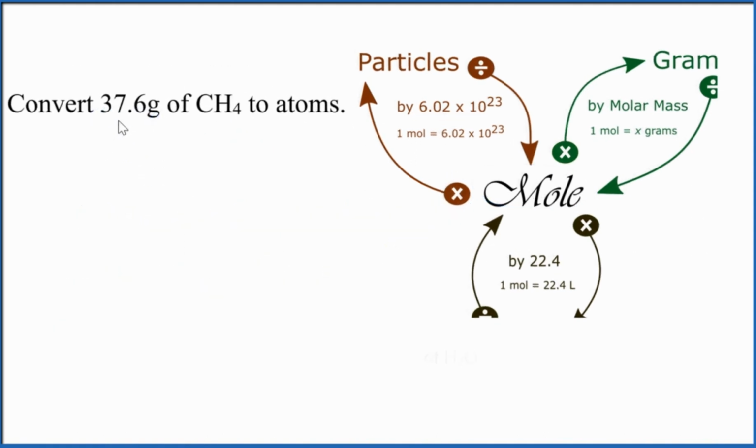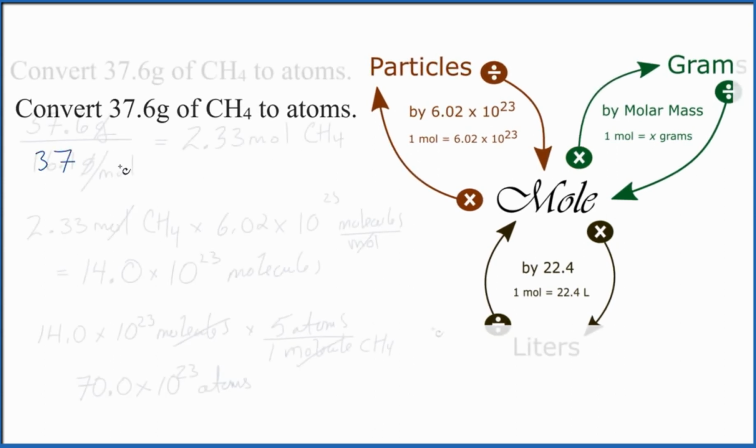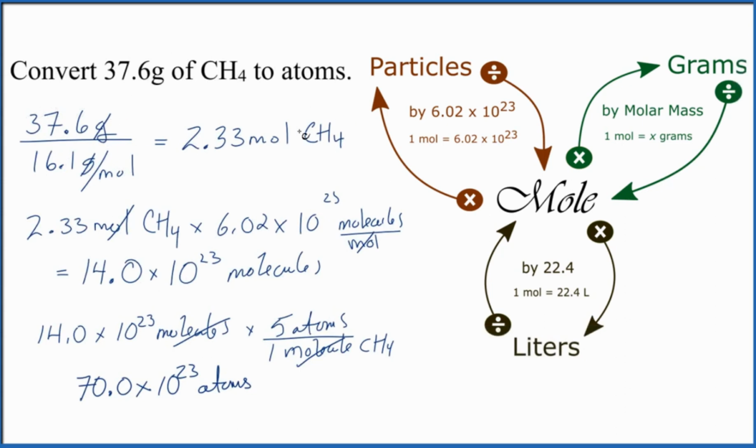Now you try one. Convert 37.6 grams of CH4, that's methane, to atoms. Give it a try. So we take the number we're given for grams, we divide by the molar mass of CH4, that's the methane here. If you need help, there's a link at the end of the video for that. We get 2.33 moles. You take moles, because we're here at moles now, we're going to multiply by Avogadro's number, and moles cancel out, we're left with molecules. So we have 14.0 times 10 to the 23rd molecules. Once we have our molecules, then we know that 1 molecule of CH4 has 1 plus 4, 5 atoms. So we multiply 5 atoms for 1 molecule, molecules cancel out, and we have 70.0 times 10 to the 23rd atoms in 37.6 grams of methane.